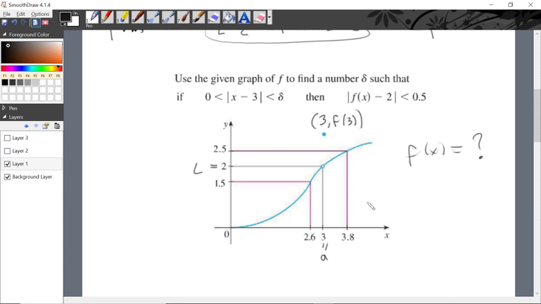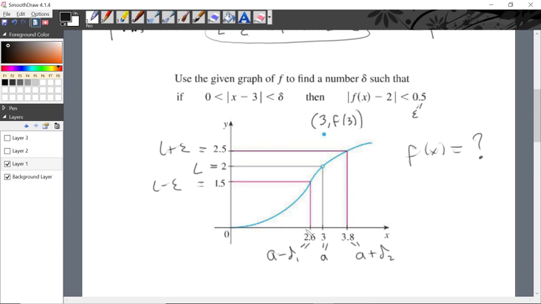Okay, so we're not given an actual function here symbolically. We're given its graph. But what we do know is that L is equal to 2 and epsilon is equal to 0.5. So this value is L, which is 2, plus 0.5, right? So this is our L plus epsilon, and this is our L minus epsilon right here. Well, then this value right here, 2.6, that is A minus delta 1, and this value, 3.8, that's A plus delta 2, and A is equal to 3, okay?